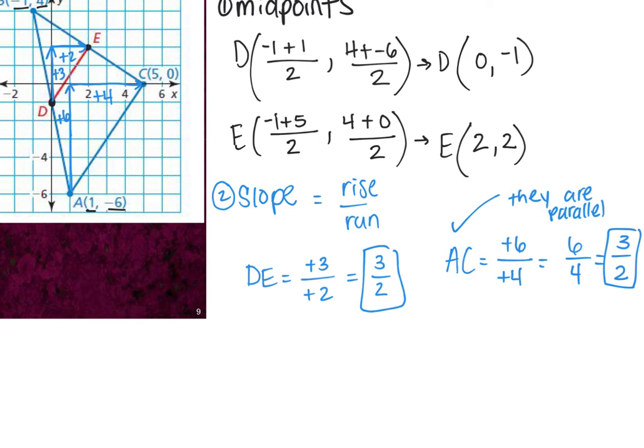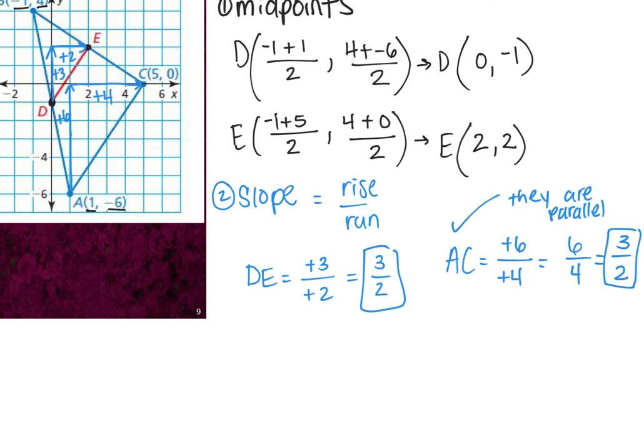Yeah, we found the slope from A to C, and we found the slope from D to E. Now, because DE is a midsegment, it should be parallel to AC. If it wasn't parallel, what do you think we did wrong? We calculated the midpoint wrong. Very good. But if we did the midpoint right, it should be parallel. Do you guys see that?